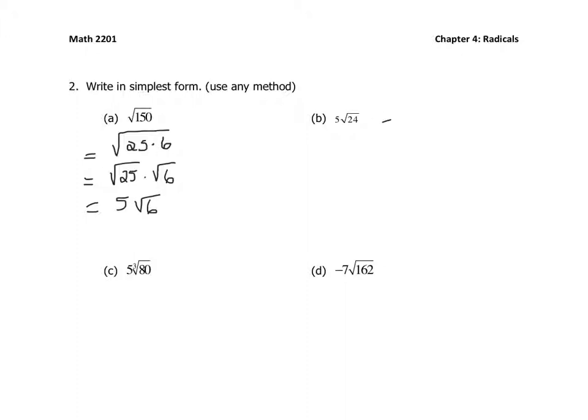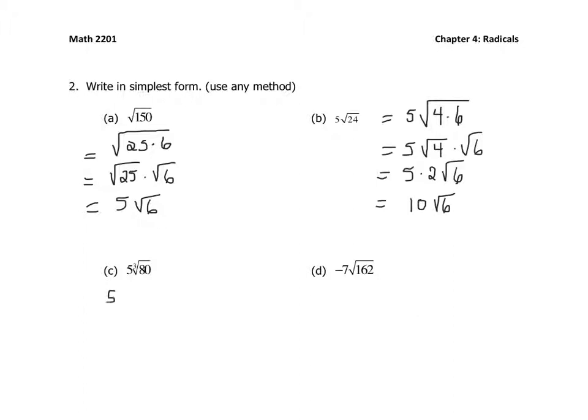And 5 root 24 would be, again, 4 is the biggest perfect square factor of 24, so I'm going to write that as 4 times 6. And then you can break it down as root 4 times root 6, which is 5 times 2 root 6. And the numbers that are out in front get multiplied, so that would be 10 root 6. The cube root of 80, you'd be looking for the biggest perfect cube factor.